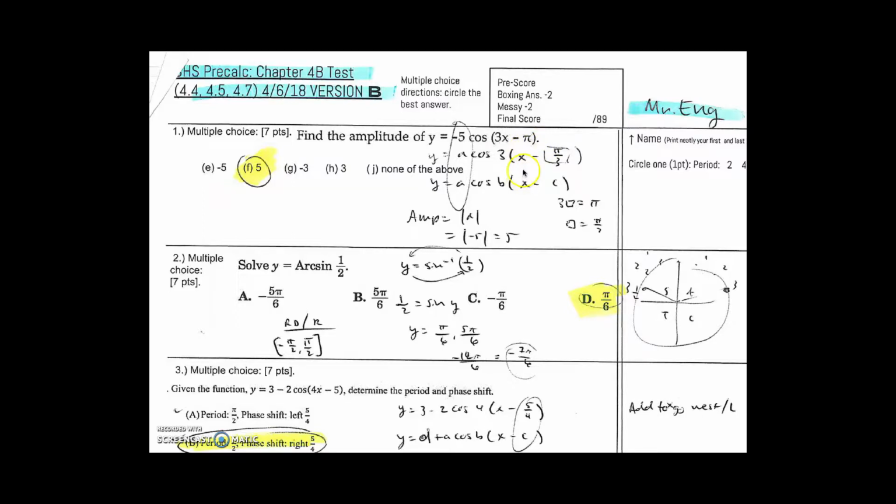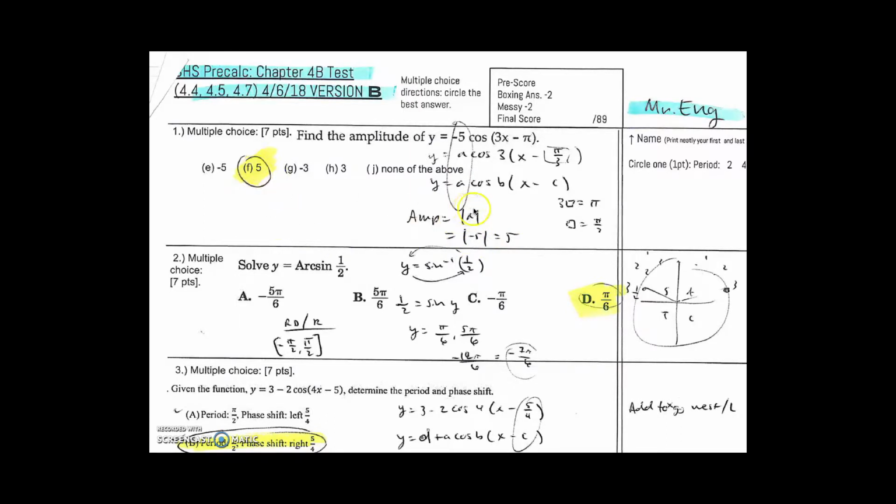A couple of things you should notice. If you write out your letters, you'll have a cosine (bx minus c). And this problem says the amplitude, so we're just focusing on the a value. So your a value is -5, but that's not choice E. Amplitude is the absolute value of a, which tells us the answer is 5.